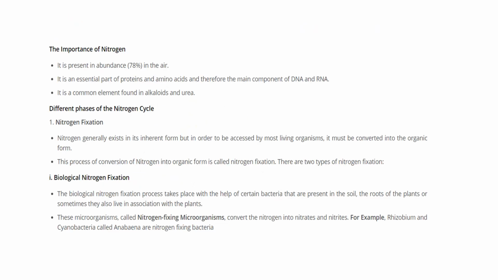So what is the importance of nitrogen? It makes up 78% of our atmosphere. It is part of many molecules that are essential to life, like proteins and amino acids. Therefore, it is the main component for DNA and RNA too. And it is a common element found in alkaloids and urea.